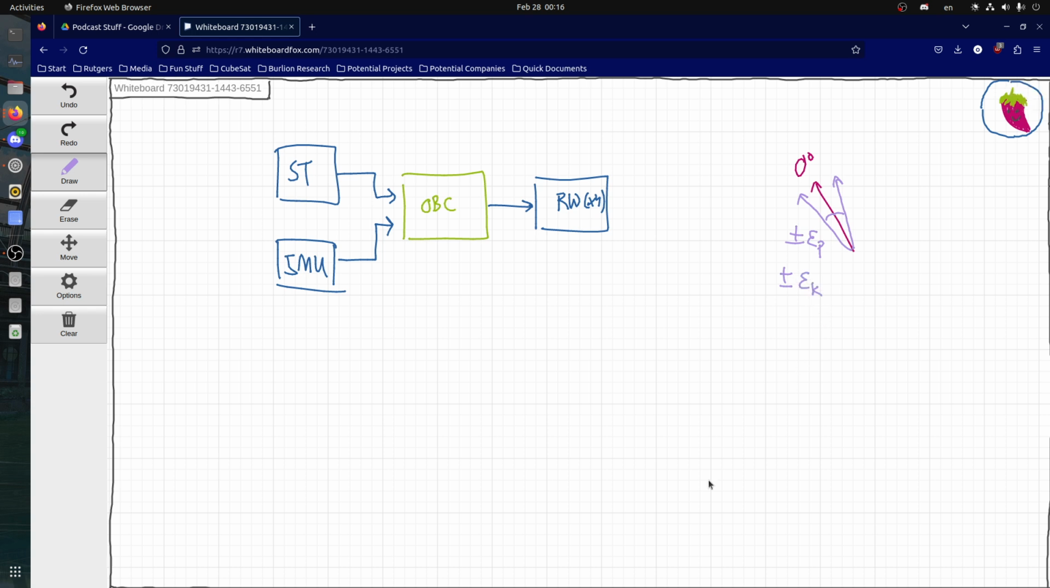So, there's going to be some error associated with this. I shouldn't make these the same color. I'm going to make these different colors. I'm going to say, yeah, this one. So this is going to be the e knowledge.